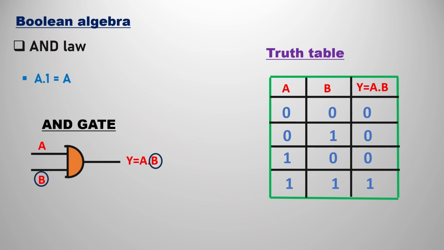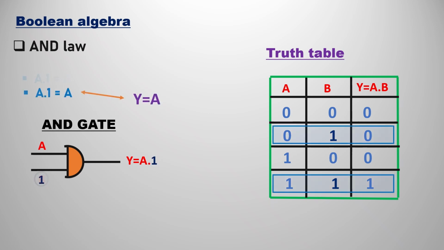In the term that we are seeing there, a into 1 is equals to a. If you replace b with 1, you also replace the output with y equals a into 1. So you are going to get the final output as y equals a only.